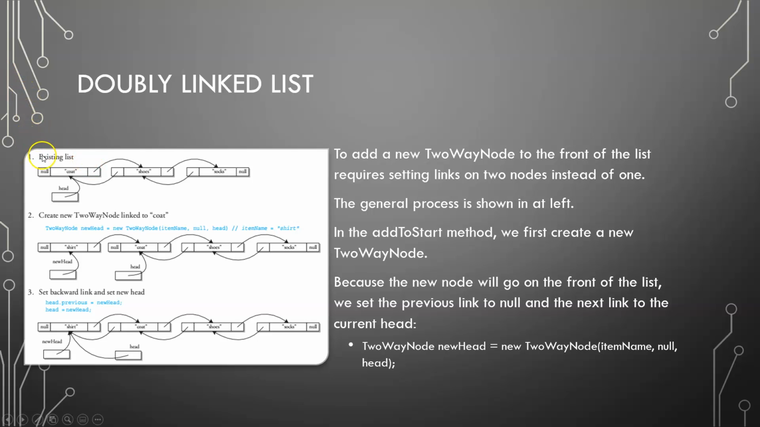And if we look at our diagram here, we can see that here's our existing list. Head is pointing to coat. You also have the previous links pointing back, and the next links are pointing forward. So if we want to create a new two-way node linked to coat, just like we saw before, item, comma null, comma head. So right here we have coat being inserted in. This is, of course, where the head was. We also have our new head here. So what we're going to do is set a backward link and set the new head. So head.previous is equal to newHead. Head is equal to newHead.